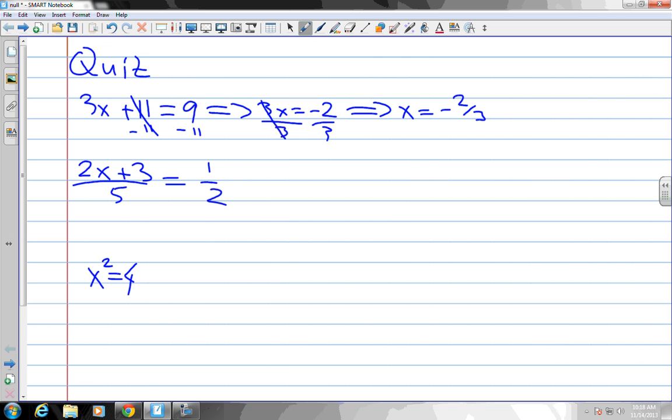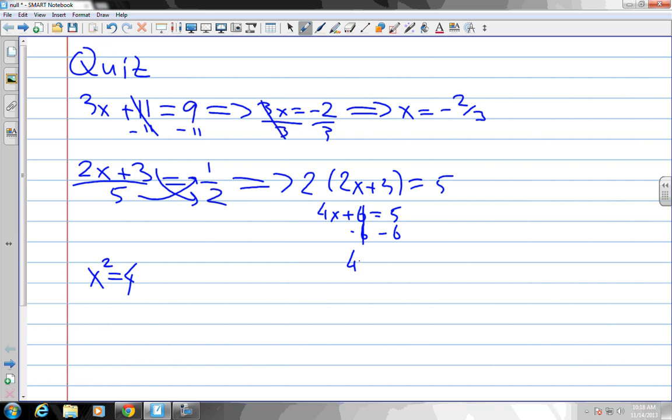What about the next one? What's the easiest way of doing that? Cross multiply. So this times 2, that times 5 gives you 2 times 2x plus 3 equals 5. Right? That's the best way to get rid of the fractions. So 4x plus 6 equals 5. Subtract 6. 4x equals -1. So x is -1/4. Is that okay? So you should be getting these two questions pretty cold.